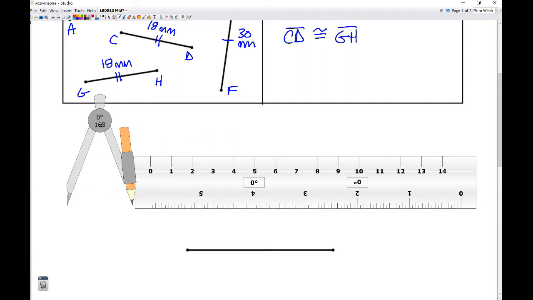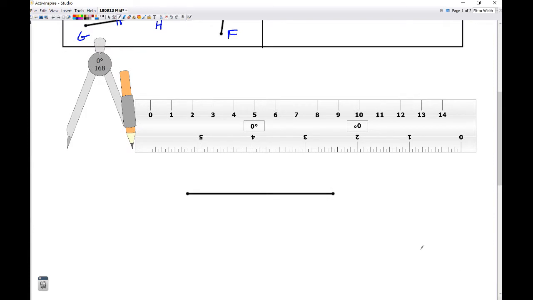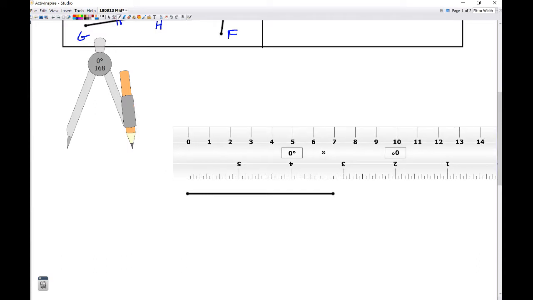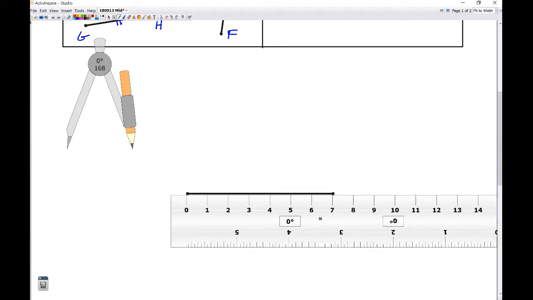So what I'd like you to start off doing right now is I want you to measure the line segment that I've given you on your paper. And I want you to measure it with the ruler, and I want you to come up with a number in centimeters. So grab your ruler, and look for the centimeters side, which is the one that goes up to 30. Okay, so use your centimeter side. And I want you to measure your line segment.